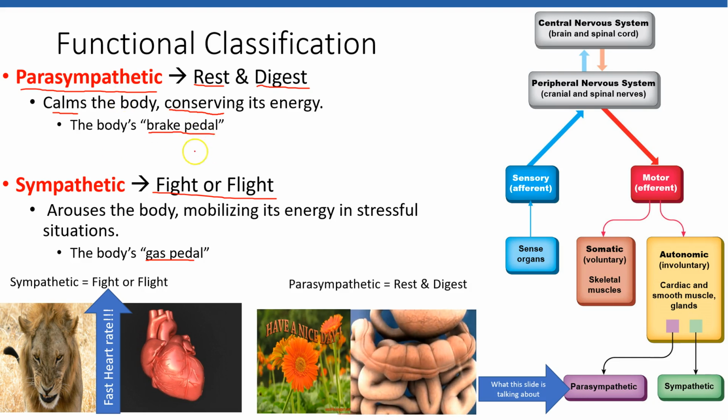Parasympathetic, rest and digest. It's a nice, beautiful day. There's no lions out. There's no threats. Let's calm down. Bring your heart rate down. Let's digest that last meal. So that's the parasympathetic and sympathetic nervous system. Rest and digest. It's your body's brake pedal. Slow down. Sympathetic is fight or flight. That's your body's gas pedal. There's a stressor. There's an immediate danger. We need to survive it. So let's either fight it off or flight.